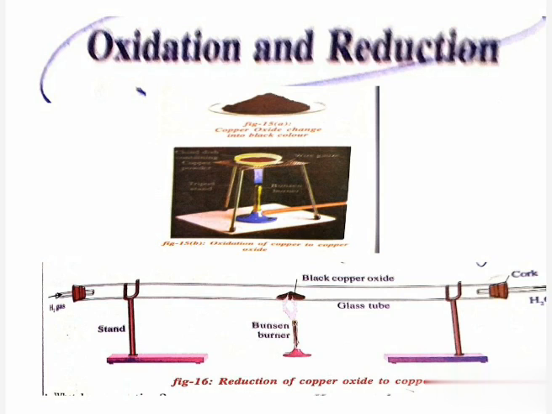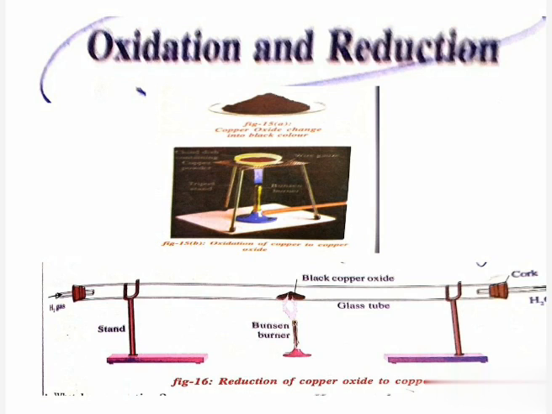Yes, you will notice that the black coating on the copper turns brown, because copper oxide loses oxygen to form copper. Here we can observe that the black coating changes to brown color because this copper oxide loses oxygen and forms copper. In this process oxygen is lost. So this process is called reduction.